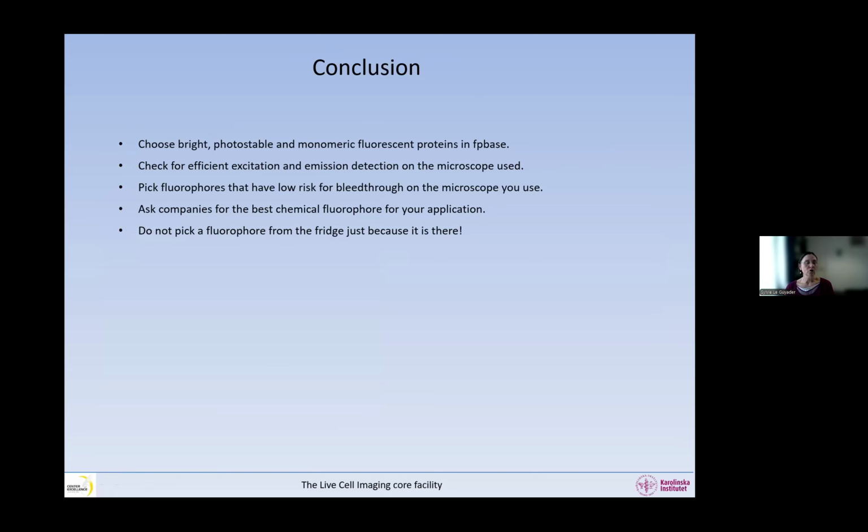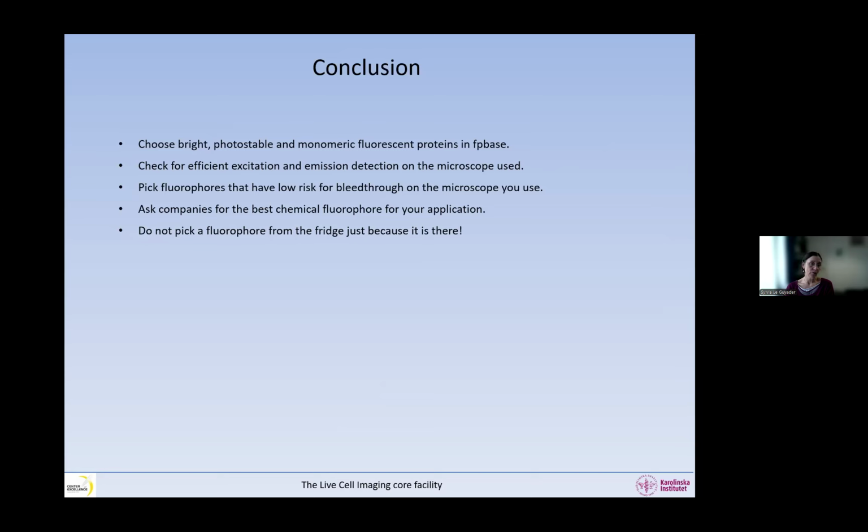Okay, so in conclusion for this little lecture, please choose bright and photostable and monomeric fluorescent proteins. You can look at them in FP-base. Check that you have efficient excitation and emission detection on your microscope so that things work. This is what we're going to do this afternoon, so that you're imaging efficiently. And pick fluorophores that have the lowest risk for bleed-through on your microscope. That's also what we're going to do this afternoon.